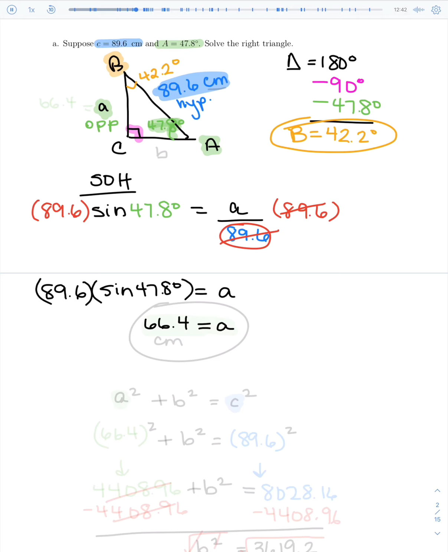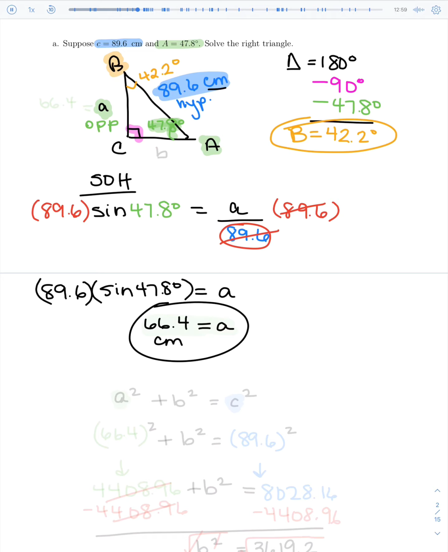So side A is 66.4. Don't forget there should be units. This is not quite a word type problem, but the other side was in centimeters, so this side will also be in centimeters. So side A is 66.4 centimeters.